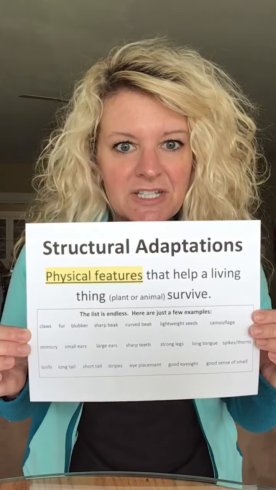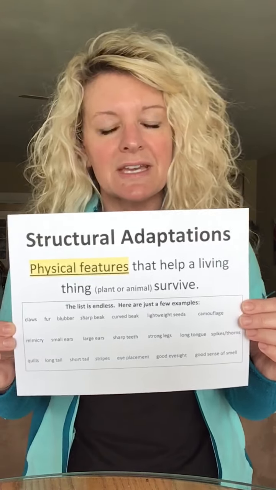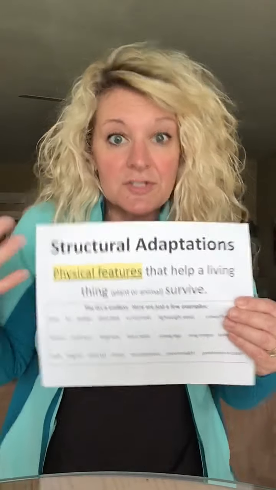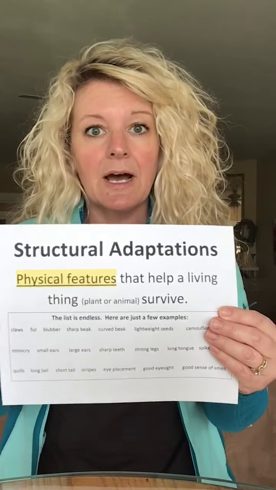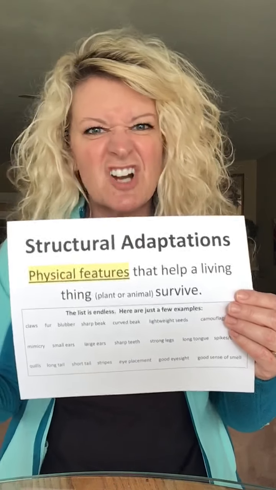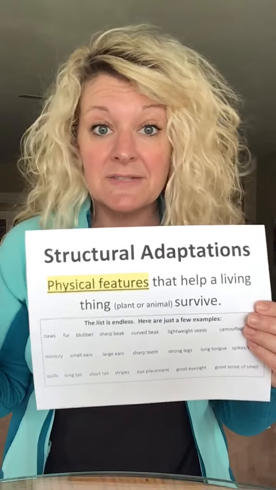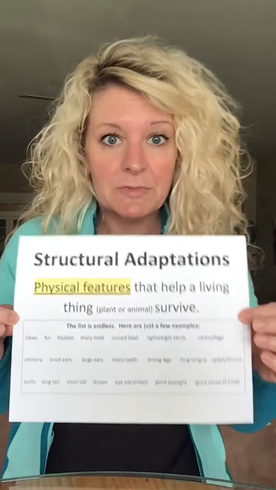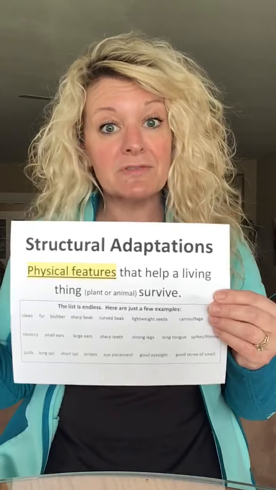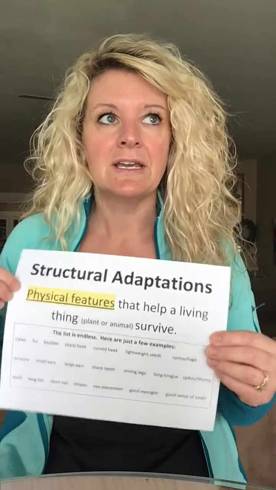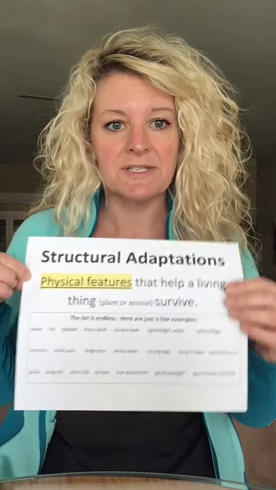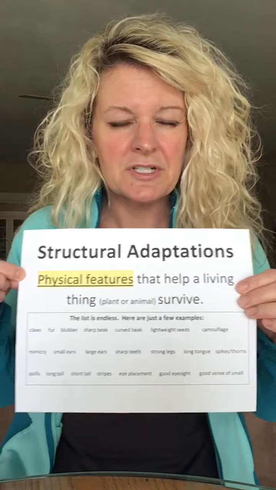And you can see the definition there: physical features that help a living thing, plant or animal, survive. So structural adaptations are a structure or part of its body. And they can be really general, like having good eyesight, strong legs, having a good sense of smell. But some animals have really unique and special adaptations to help them survive, especially if they live in a harsh habitat or a habitat that requires something extra in order to survive.